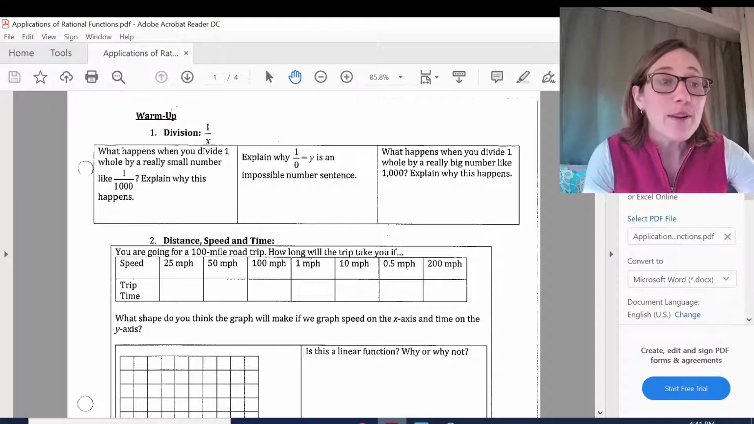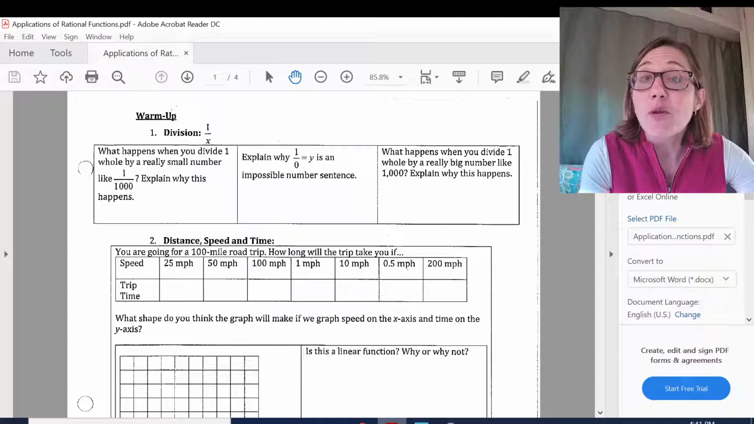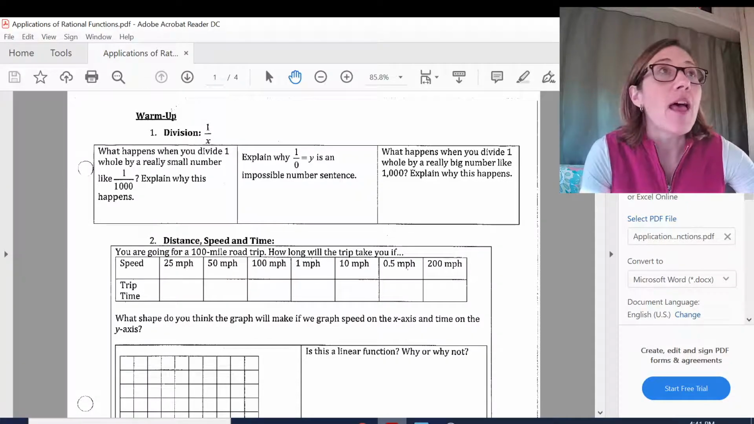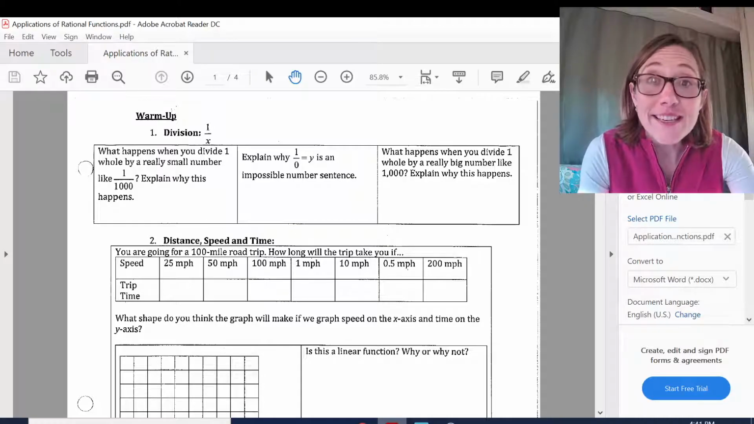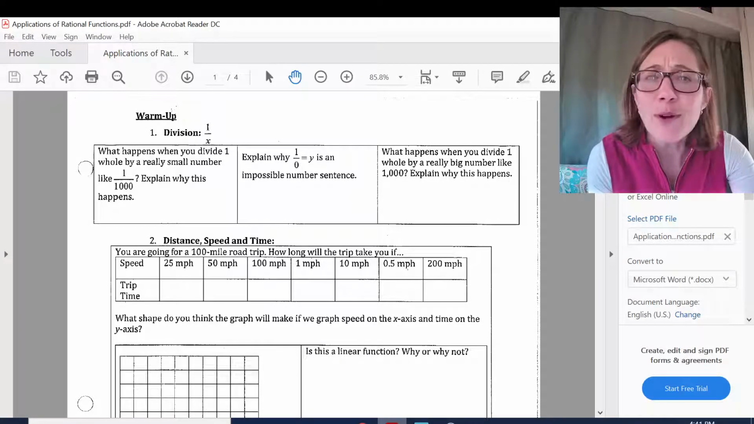Hello! Today we are going to look some more at our rational functions that we've been dealing with. So far in this unit we've solved rational equations, we've simplified with the operations with rational expressions, but we haven't seen where we're going to use this.